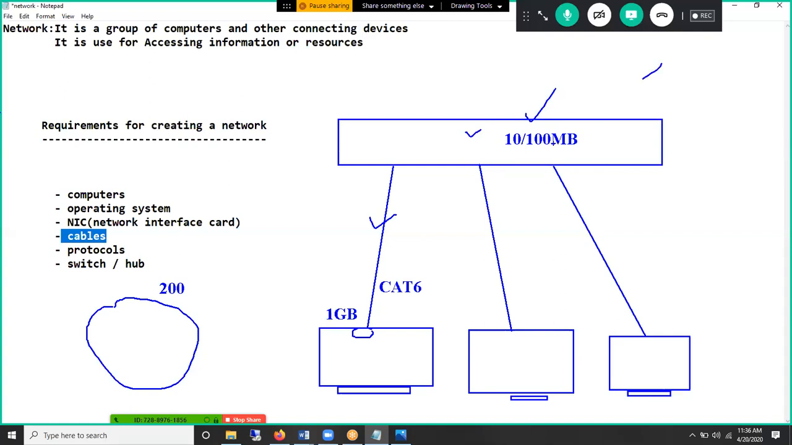Okay. It should be 100. Why? Because even though you have a very good cable and a very good NIC card, the switch is allowing only 100 MB of the data that comes through. Why? Because the switch is a mediator between all the network devices.